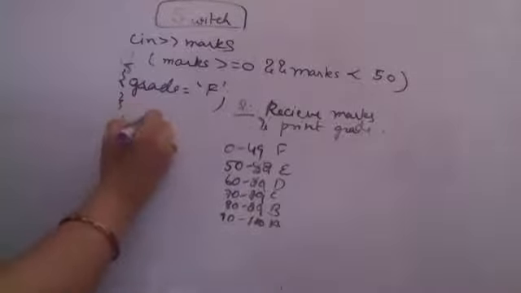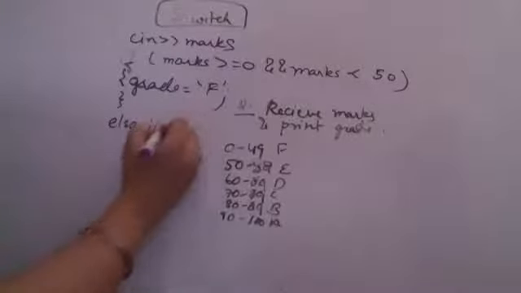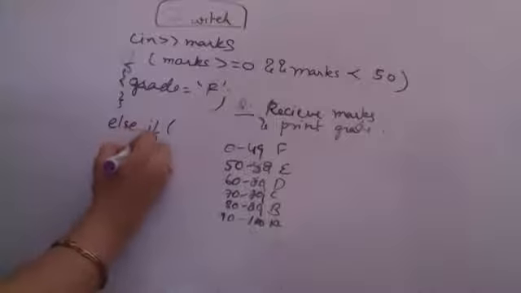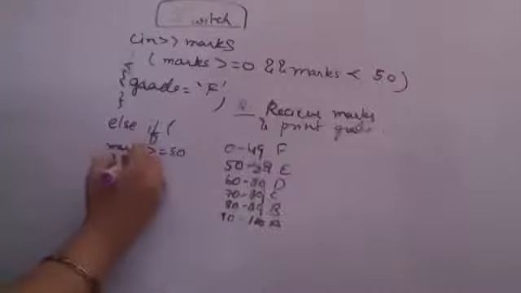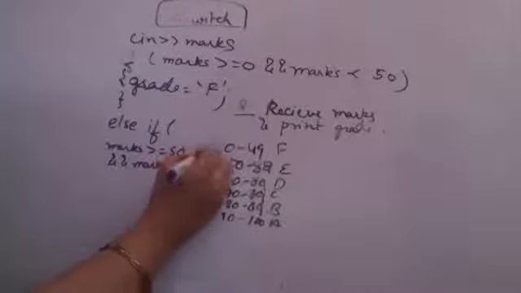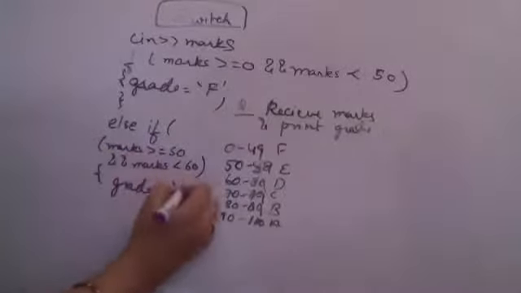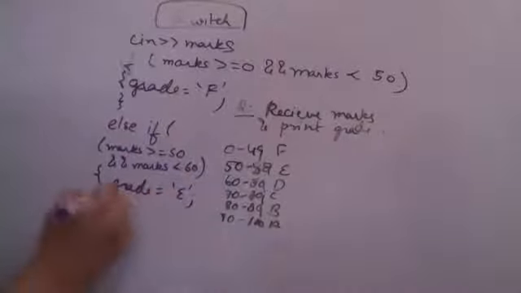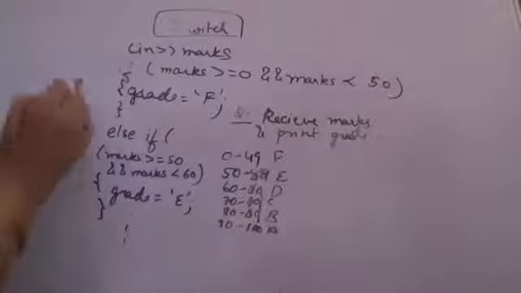Then you will again have else. If, you will again be checking if marks are greater than equal to 50 and marks less than 60. In that case, grade is equal to E, and so on. Else if, else if, else if, ऐसे ही करते चले जाओगे आप. This is known as the if else if ladder.